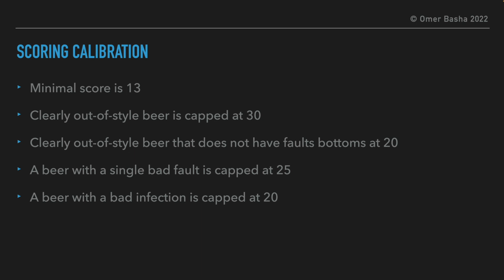A beer that is not in style will receive a maximum of 30. Even if it is excellently made and has no flaws, it will receive a maximum of 30 because it is not in the style to which it was entered. Beer that is not in style and does not have any defects will receive a minimum of 20. A beer with one serious problem, such as lack of esters in Belgian beers or English barley wine, will receive a maximum of 25, and the beer with a serious contamination will receive a maximum of 20.